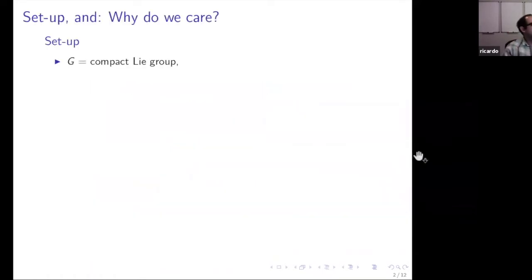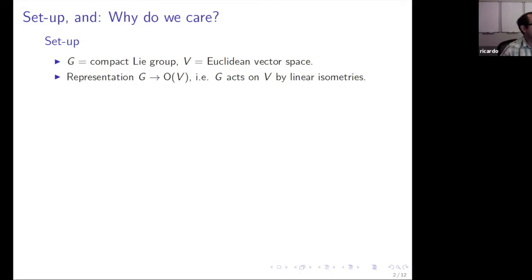The setup is that G is going to be a compact Lie group, and V is going to be some Euclidean vector space, meaning a finite dimensional real vector space with an inner product. I'm going to see G as acting on V by linear isometries. In other words, we're given an orthogonal representation of the group G on the vector space V. And whenever you have that situation, the vector space V gets partitioned into the orbits of the action.